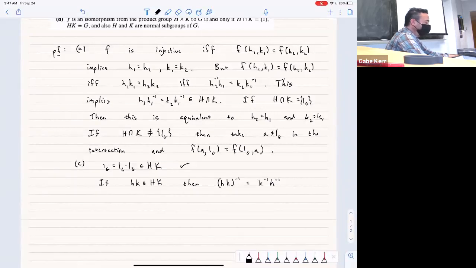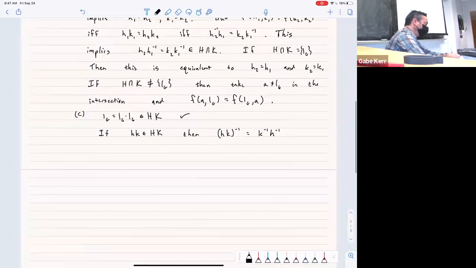The other thing you can do, there's sort of two things you can do in the groups. H is normal, can you just put those in the other order? Is it commutative? It's not commutative. Normality does not imply commutativity. It just means that the conjugate is in the subgroup. It doesn't mean it's equal to the element.